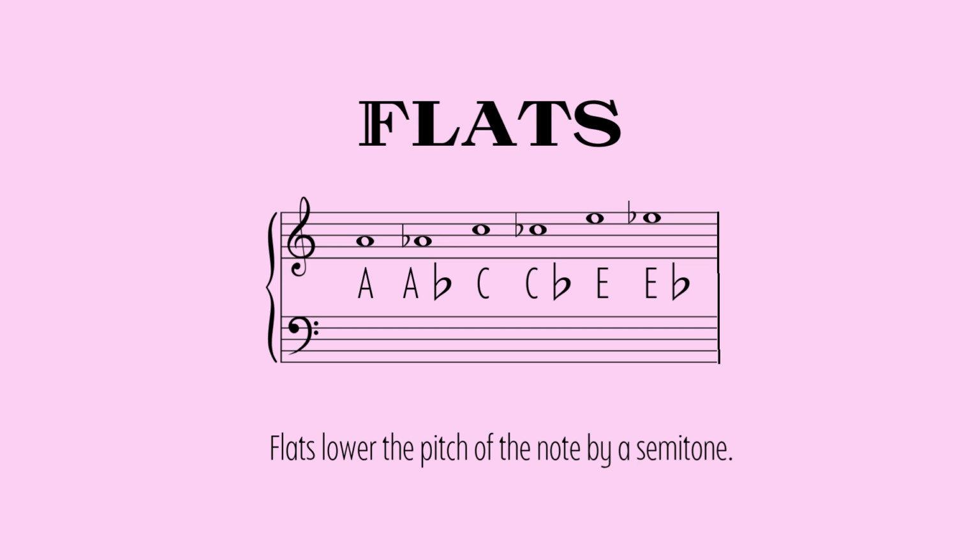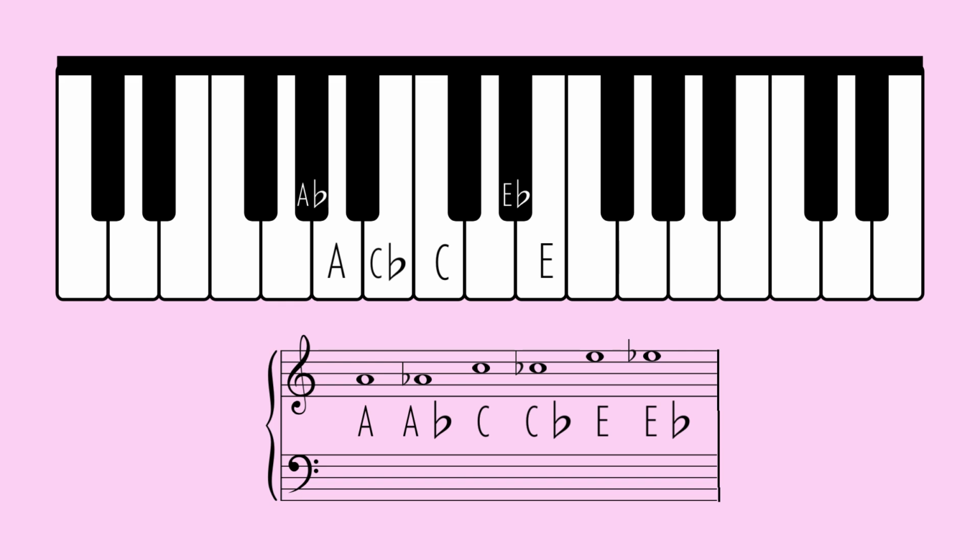Next, we'll look at some examples of flats. Flats lower a note by 1 semitone. Again, you will notice that the flat is written in front of the note on the staff, but when we write it down underneath, we are writing the letter name and then the accidental, so A flat, just like we say it. If we start on A and lower it by 1 semitone, we land on the black key immediately to the left. This is called A flat.